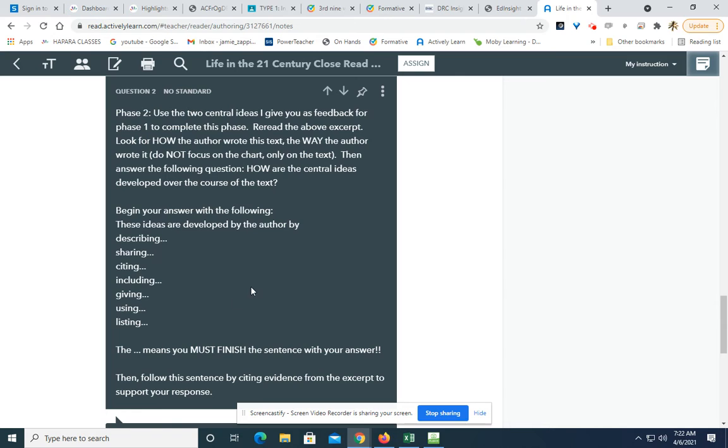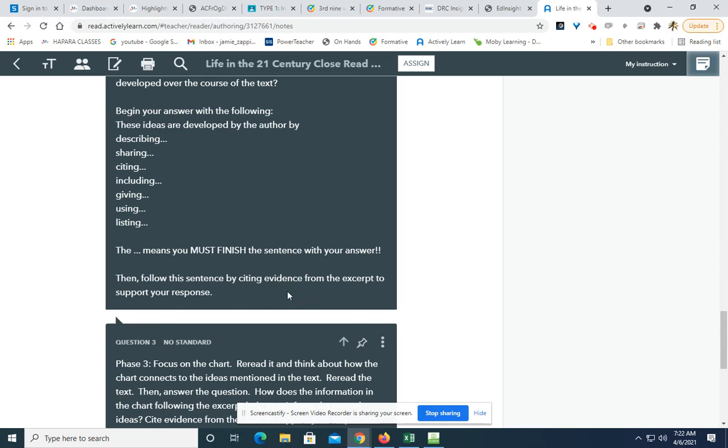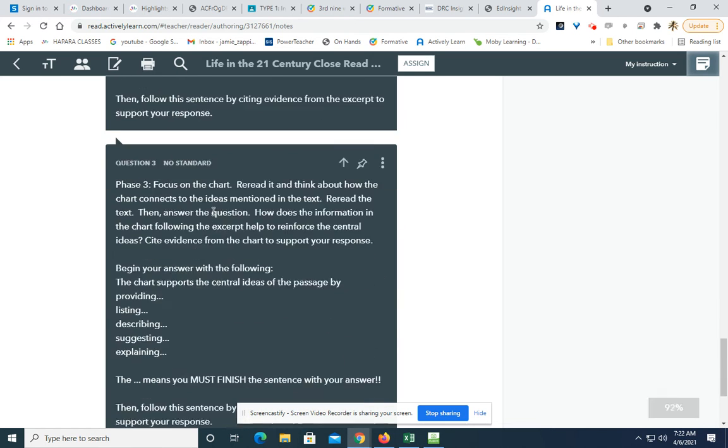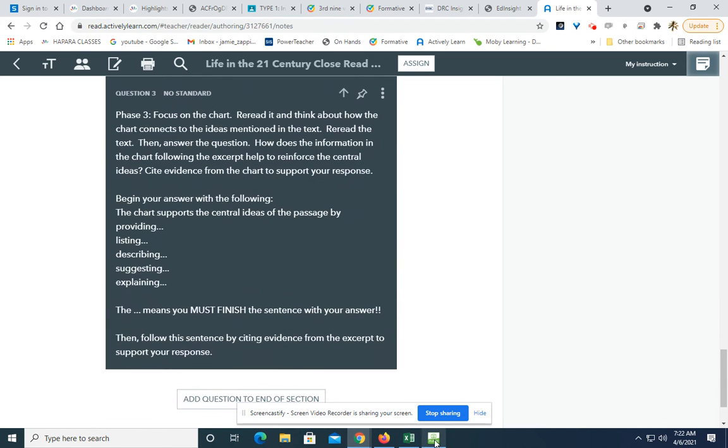Finish that sentence. Including, finish that sentence. Giving, using, or listing. The dots mean you must finish the sentence. You don't say describing and then add a text evidence. You should be putting describing, finishing off that sentence in your own words, putting the period at the end of your sentence, and then following that sentence with your cited evidence that supports that stylistic thing the author uses that you noticed. And then that would complete phase 2 of our close read.